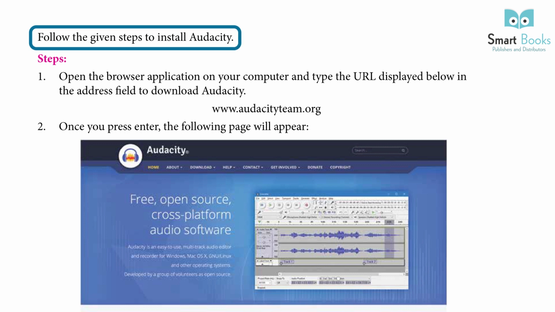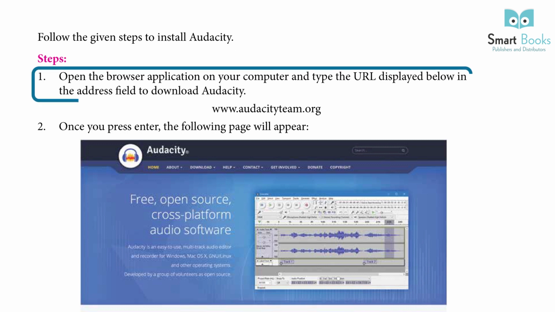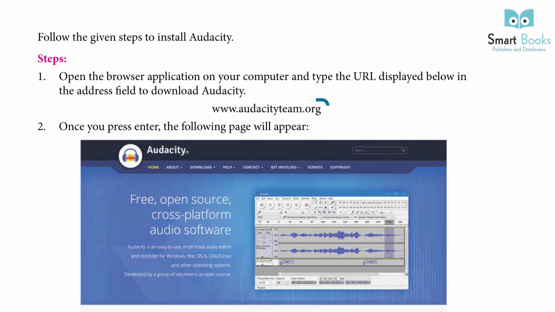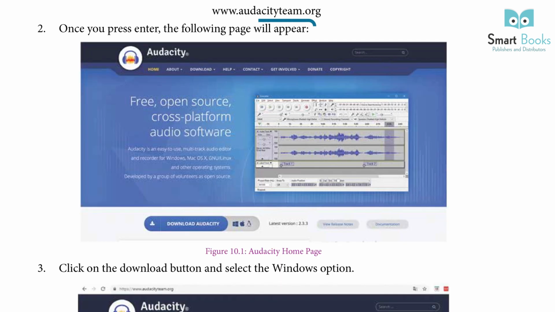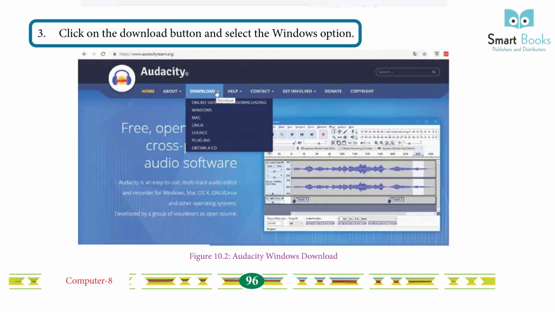Follow the given steps to install Audacity. Steps. 1. Open the browser application on your computer and type the URL displayed below in the address field to download Audacity: www.audacityteam.org. 2. Once you press enter, the following page will appear. 3. Click on the download button and select the Windows option.